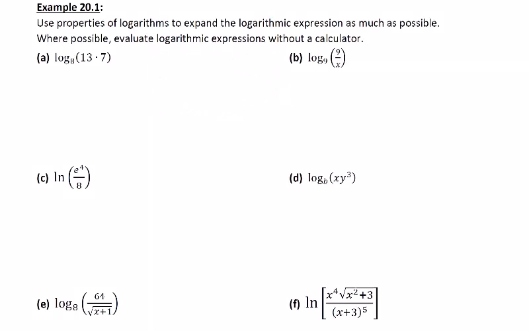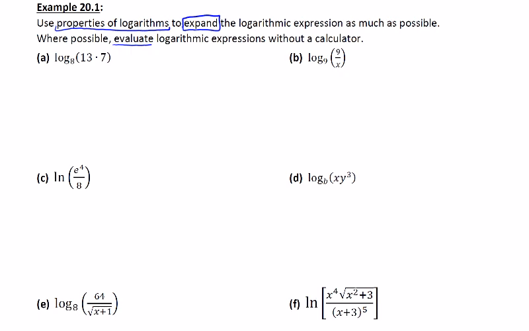Example 20.1 asks us to use properties of logarithms, which I have for us here. That would be the product rule, the quotient rule, and the power rule, to expand the logarithm as much as possible. And then there's another line that says, where possible, evaluate the logarithmic expressions without a calculator. We saw that in section 19. I want to focus now on the expanding part.